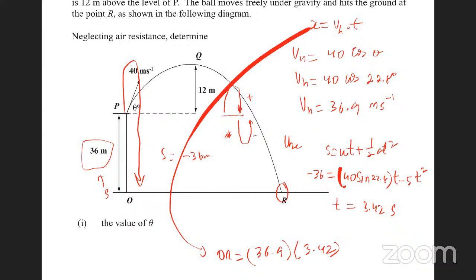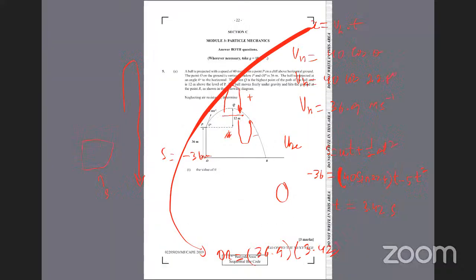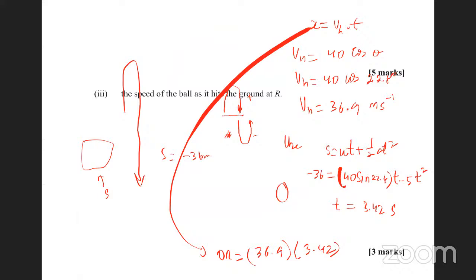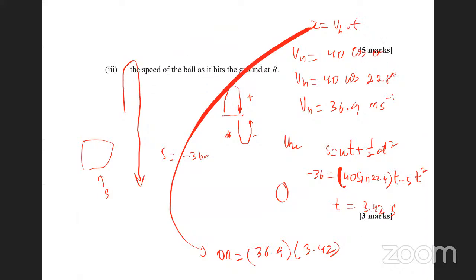Okay, copy it down. And the last part is the velocity just before it hits. Right, the last part is they want to get the speed of the ball just as it hits the ground at R.